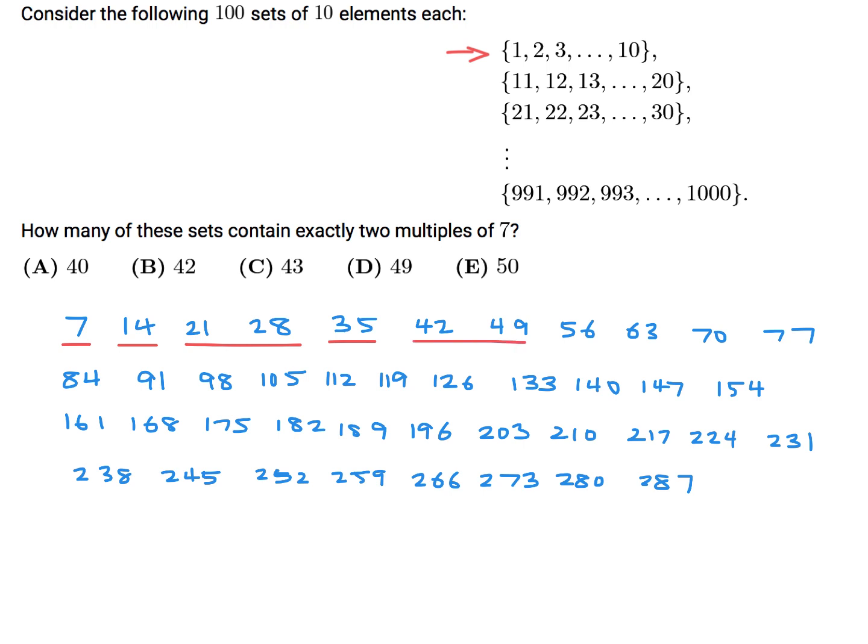Then we have, let's see here, 1, 1, 2, 1, 2, 1, and then we have 2 in the next one. So let me just write them out. 1, 1, 2, the number of multiples of 7 in each of those sets. And then 1, 2, 1, 2.